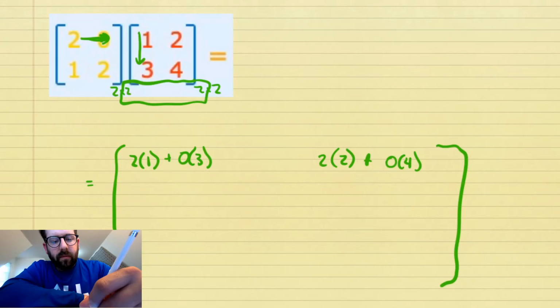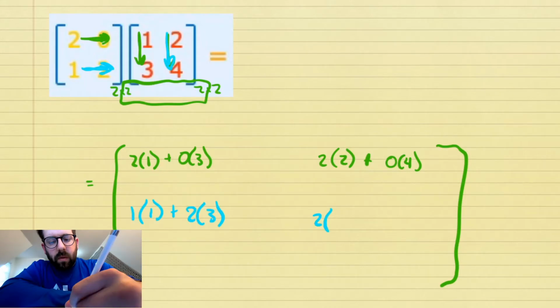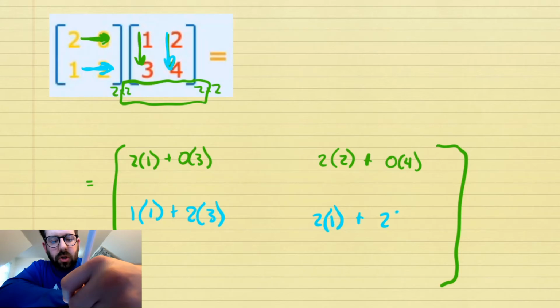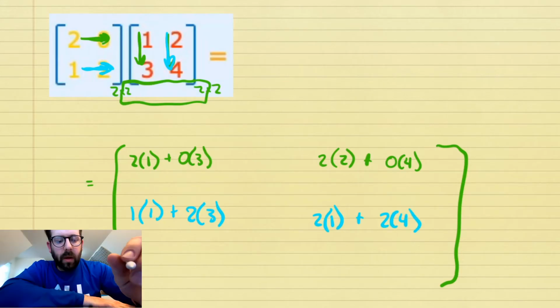There you go. And now we go to the second one. So I'm going to flip the colors here. So we have the 1 times the first column, and the 2 times this first column. There we go. And then now second row, second column. So 1 times the 2, and the 2 times the 4. There we go. So 1 times the 2 and 2 times the 4, yeah. So there you go. So it ended up being a 2 by 2.